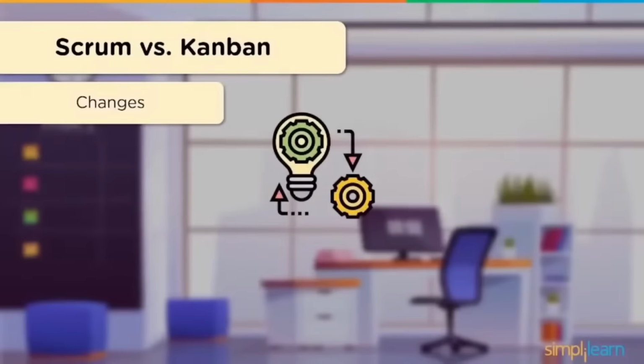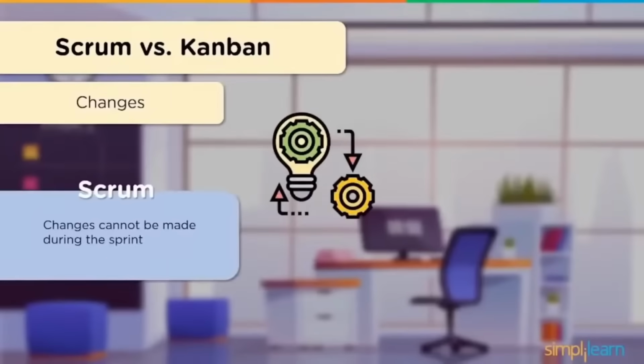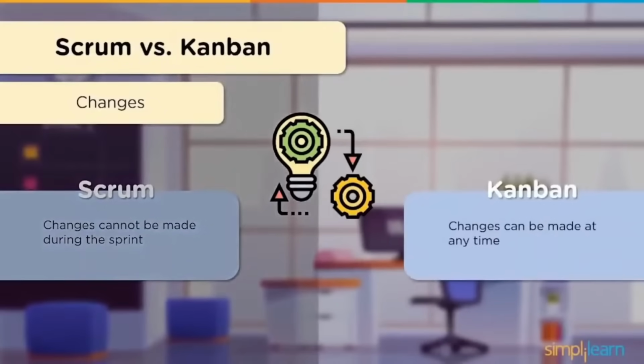Next up, let's have a look at how changes are addressed in both these frameworks. In Scrum, no change can be made while the sprint is in progress. Once it's complete, changes can be considered in the sprint plan and then added to the sprint backlog. With Kanban, changes can be made at any time and incorporated into the workflow.